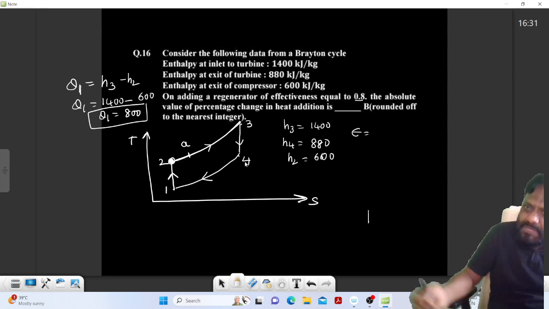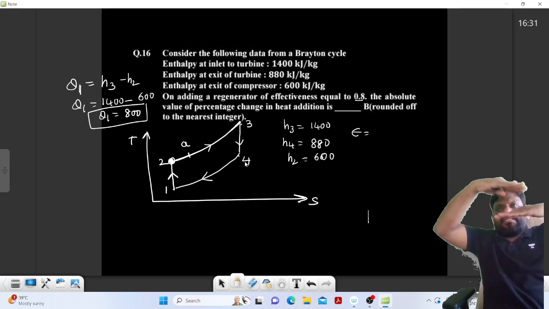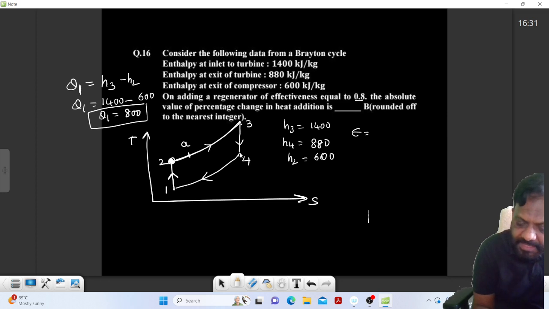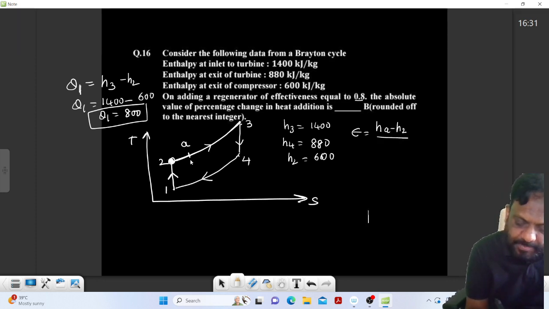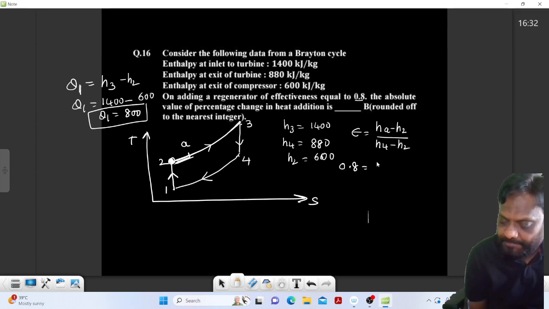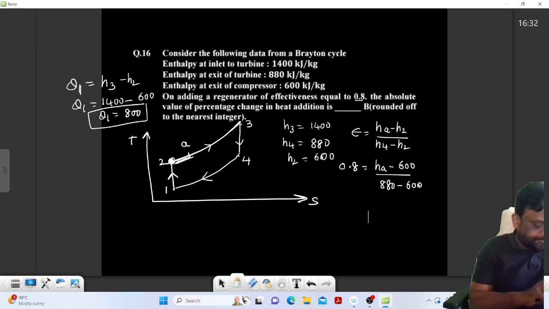From the turbine exit, the fluid enters the heat exchanger, and the compressor exit fluid is coming like this, the turbine exit fluid is coming like this, and there is a transfer. Ideally it can go from H2 up to H4. So the regenerator effectiveness is given by (HA minus H2), the actual gain, by the ideal gain, H4 minus H2. The effectiveness is 0.8. What is HA? I don't know. What is H2? 600. What is H4? 880. Let me calculate. So this is 280 into 0.8 plus 600.